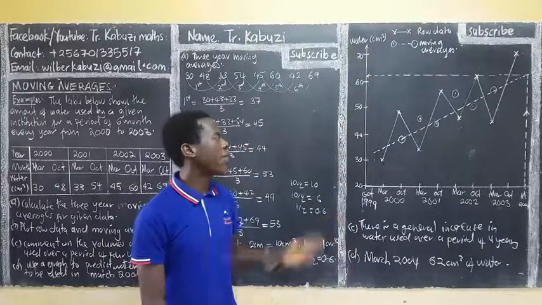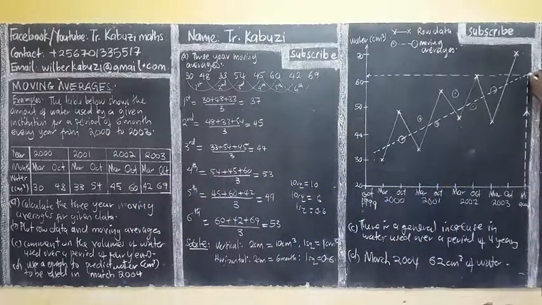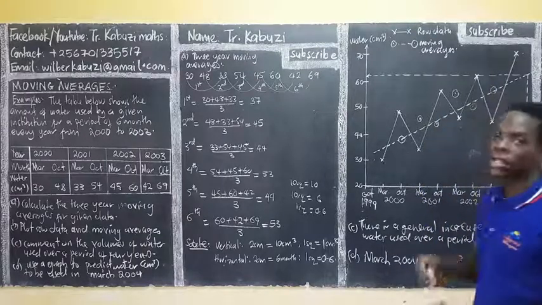So that's how you can predict. Use the line of best fit, then you read off that value. So the trend is increasing, so there is a general increase.